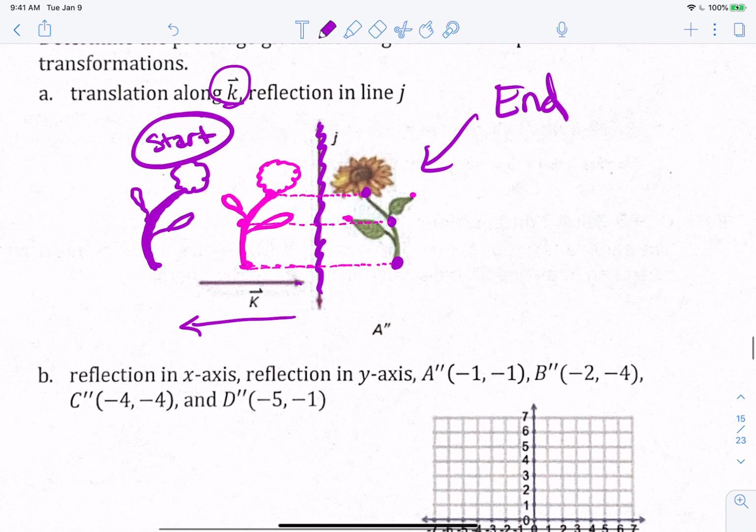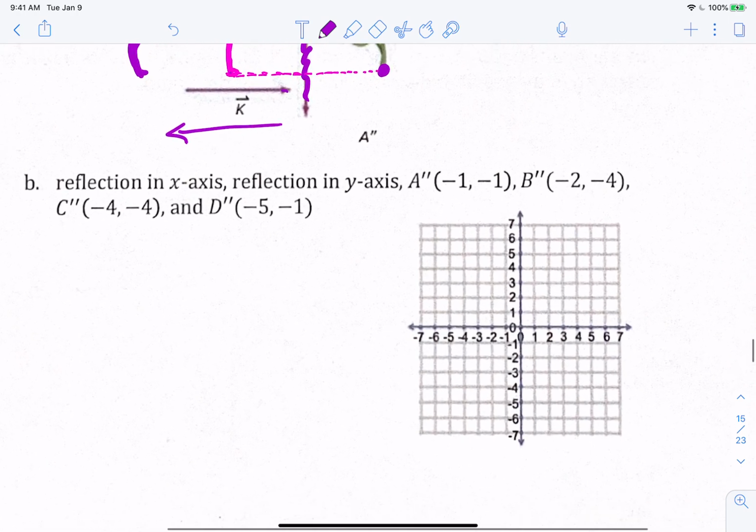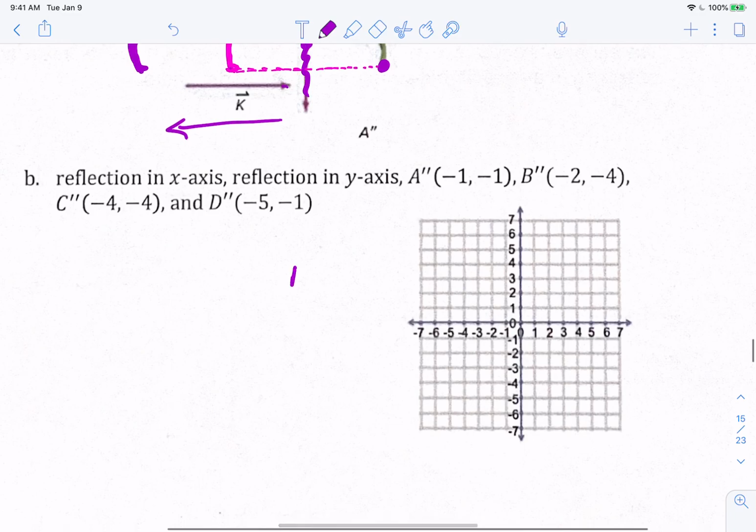All right, moving on. Part B. Start, and I'm going to write these off to the side over here. Double prime means that's my ending, right? -1, -1. B.